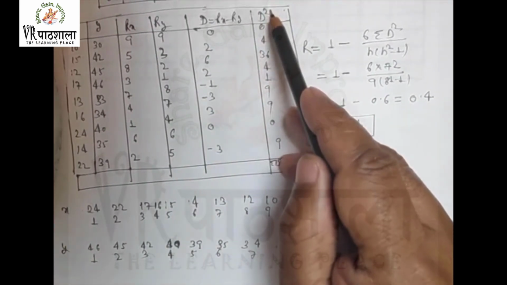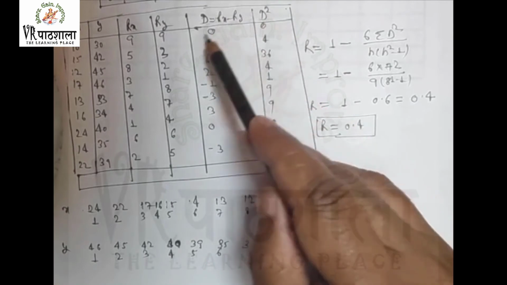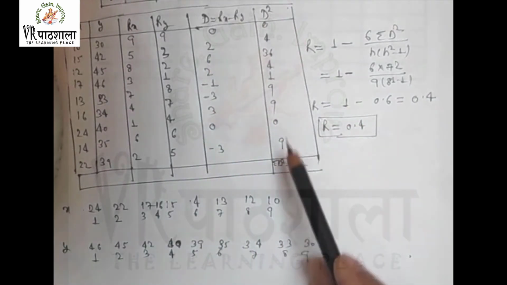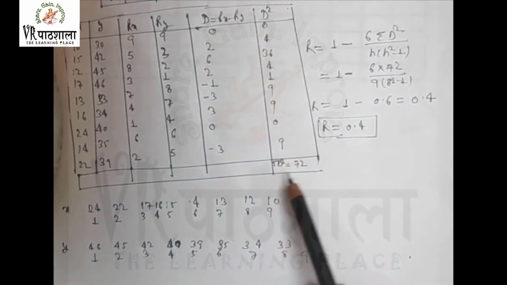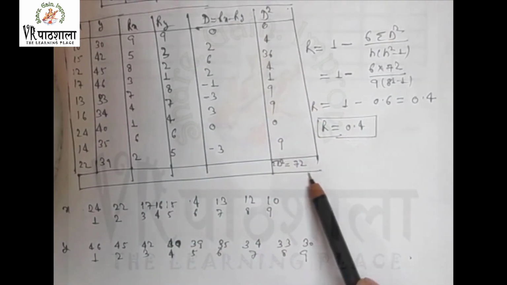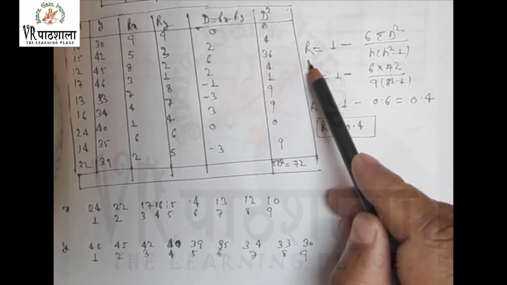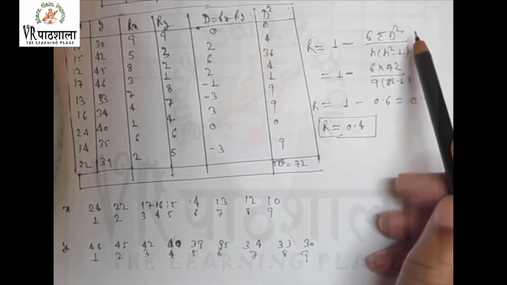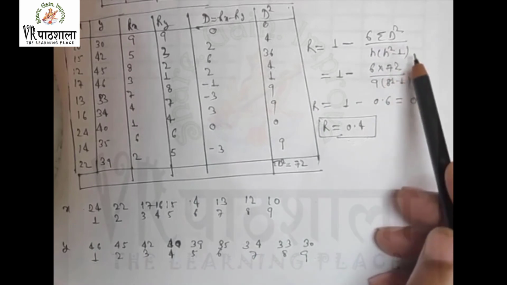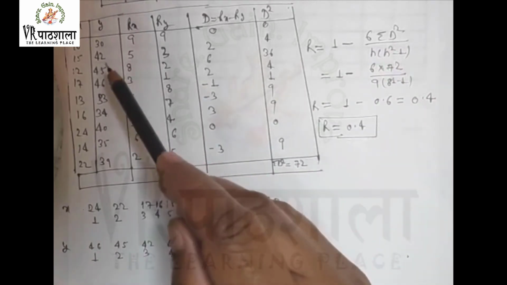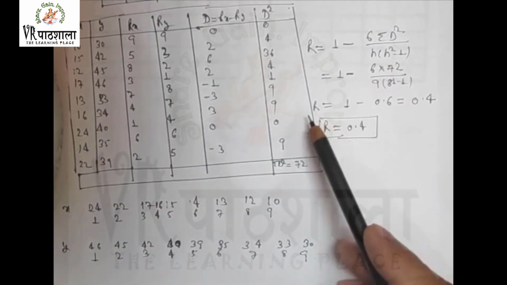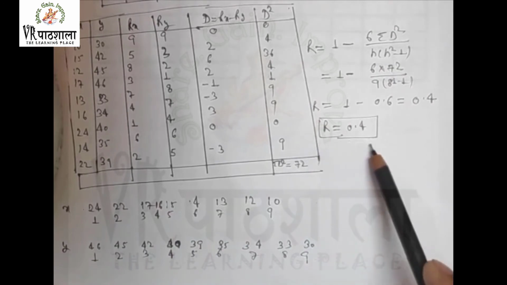Now the d square column: square of 0 is 0, square of 2, square of 6, and the sum of d square, that is summation d square, equals 72. Now the Spearman rank correlation coefficient is given by r equals 1 minus 6 into summation d square over n into n square minus 1, where n is the number of terms, 9. Now putting these values in this formula, we can easily find r equals 0.4.